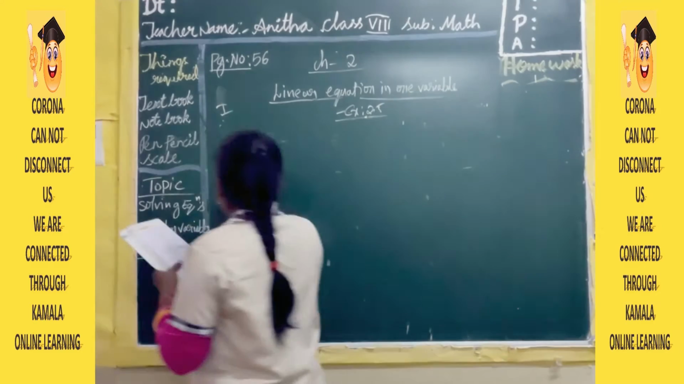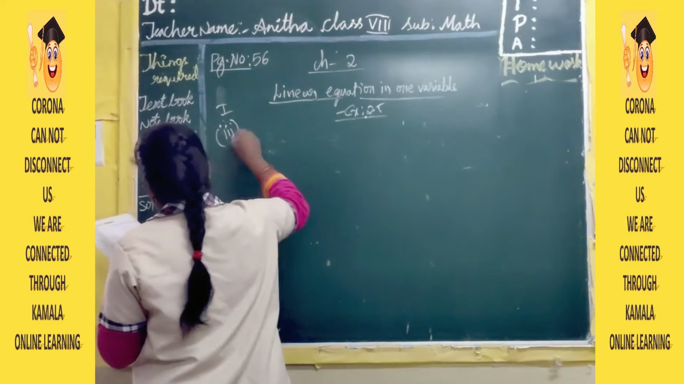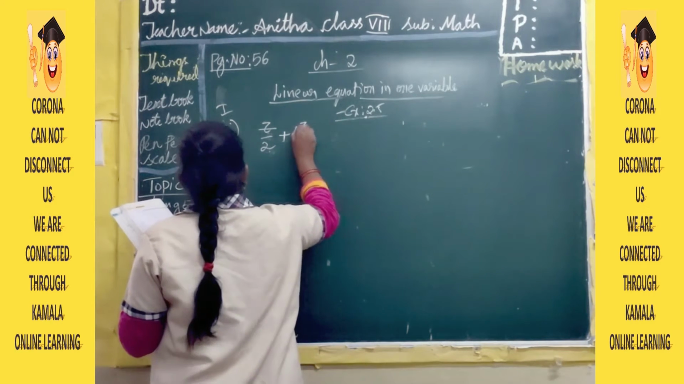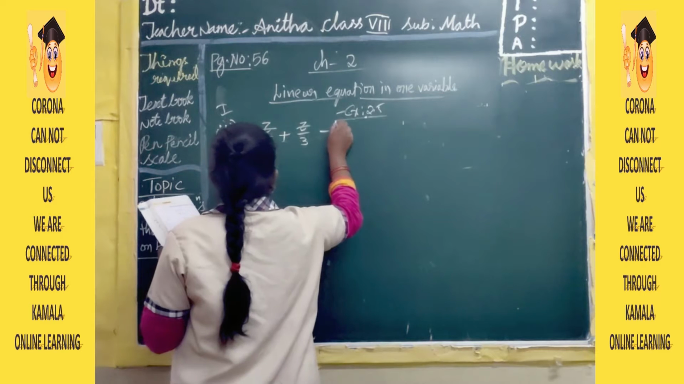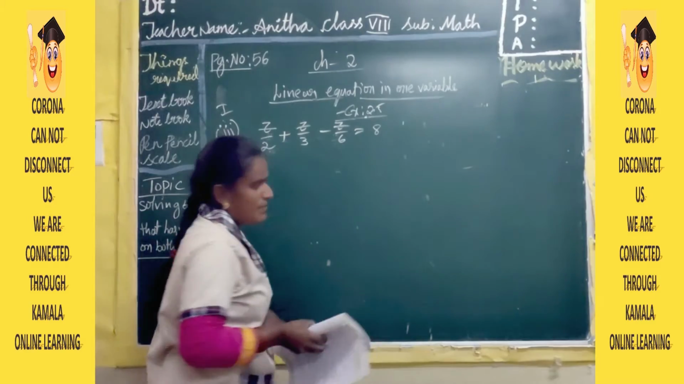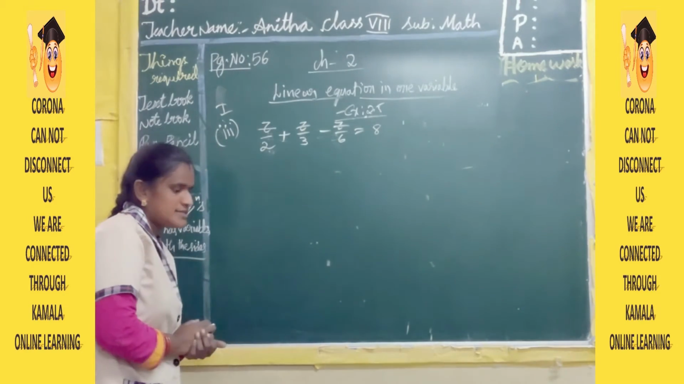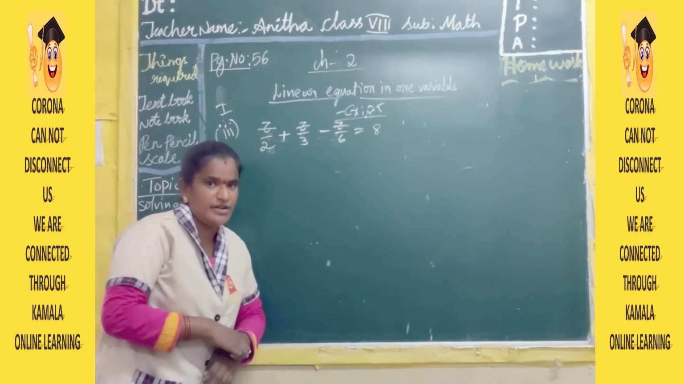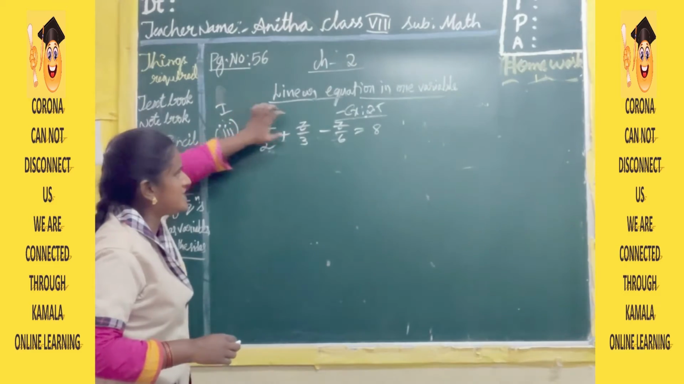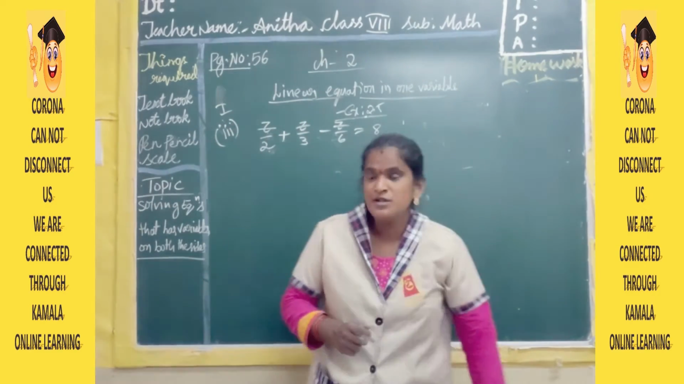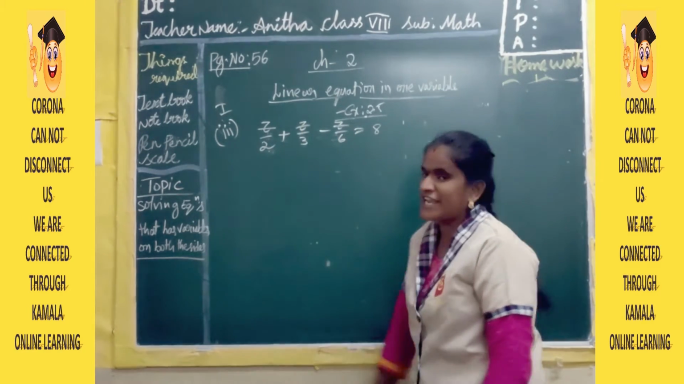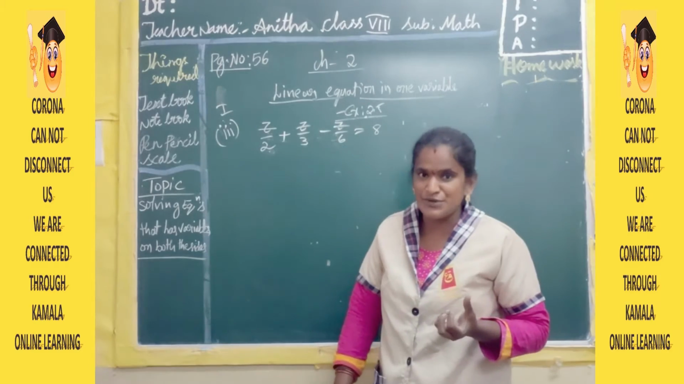Third one. Z by 2 plus Z by 3 minus Z by 6 is equal to 8. Z by 2 plus Z by 3 minus Z by 6, it should be equal to 8. Okay. Now here you may observe a single variable is there, but it is there 3 times. So Z by 2 plus Z by 3 minus Z by 6, it should be equal to 8. We need to calculate only the Z value.